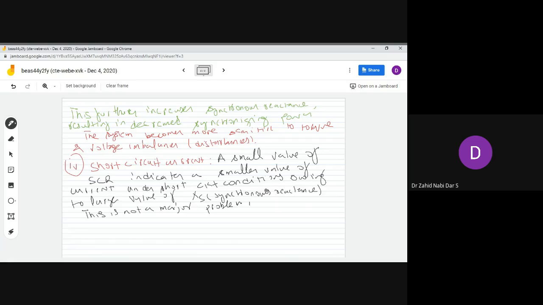because the short circuit currents can be limited. But the last factor over here is the self excitation.